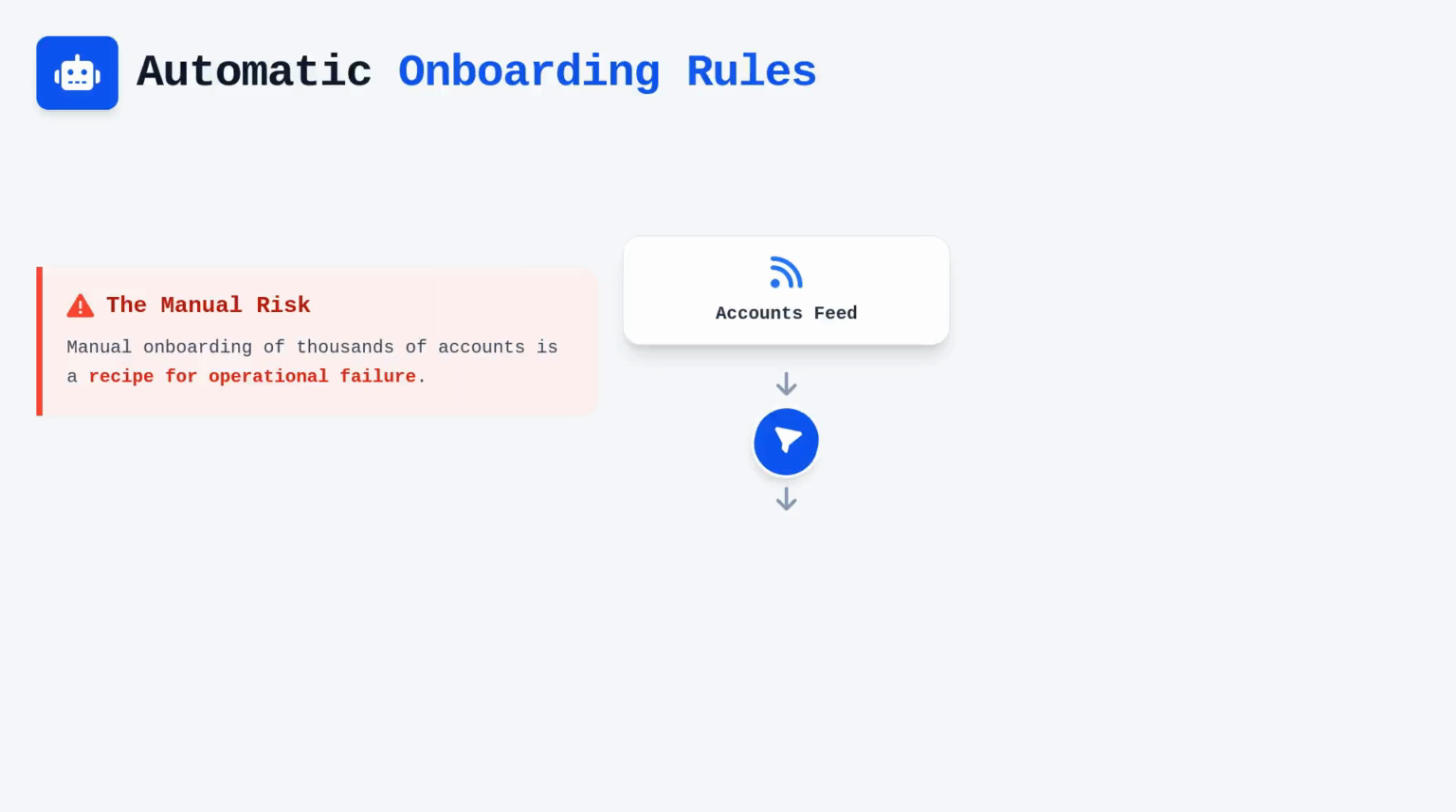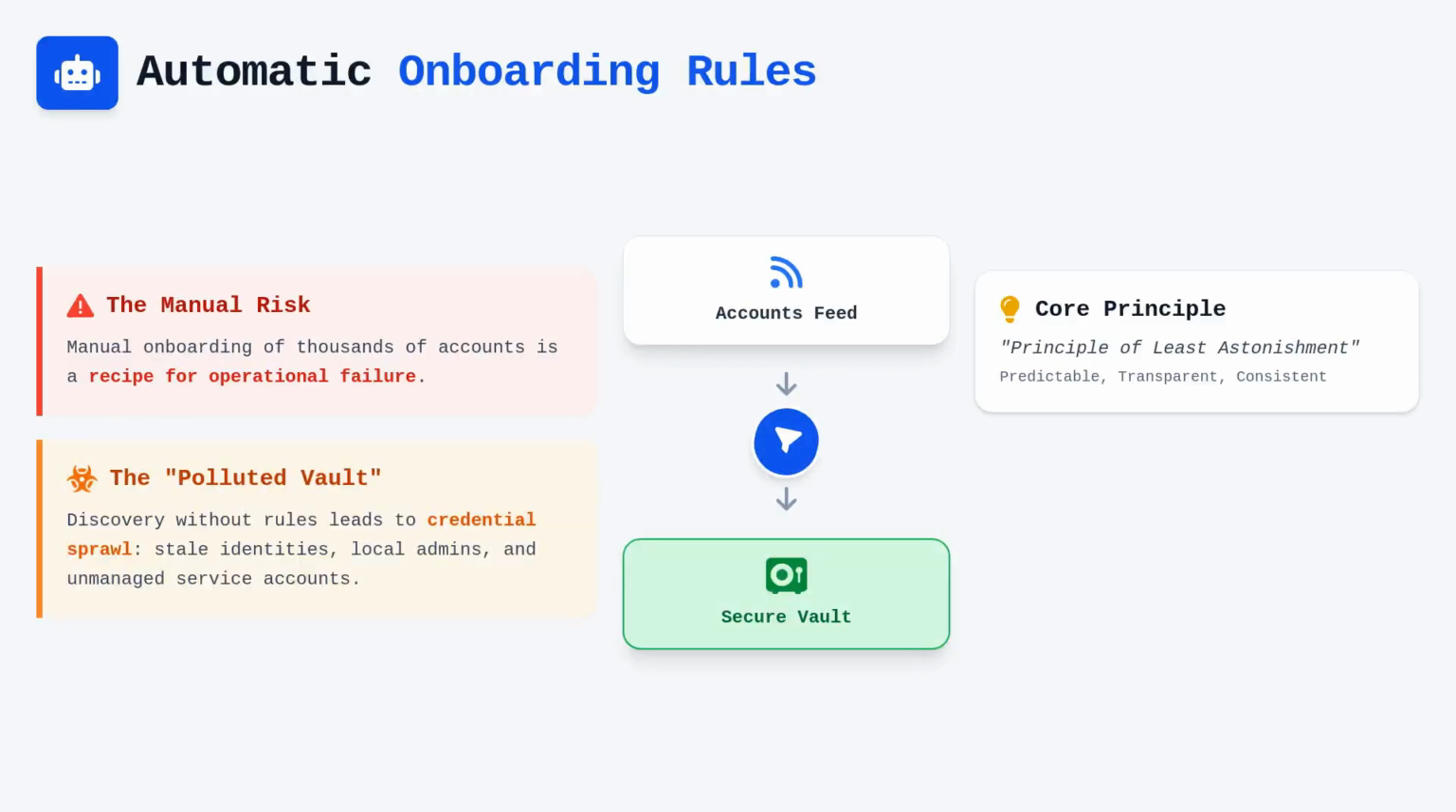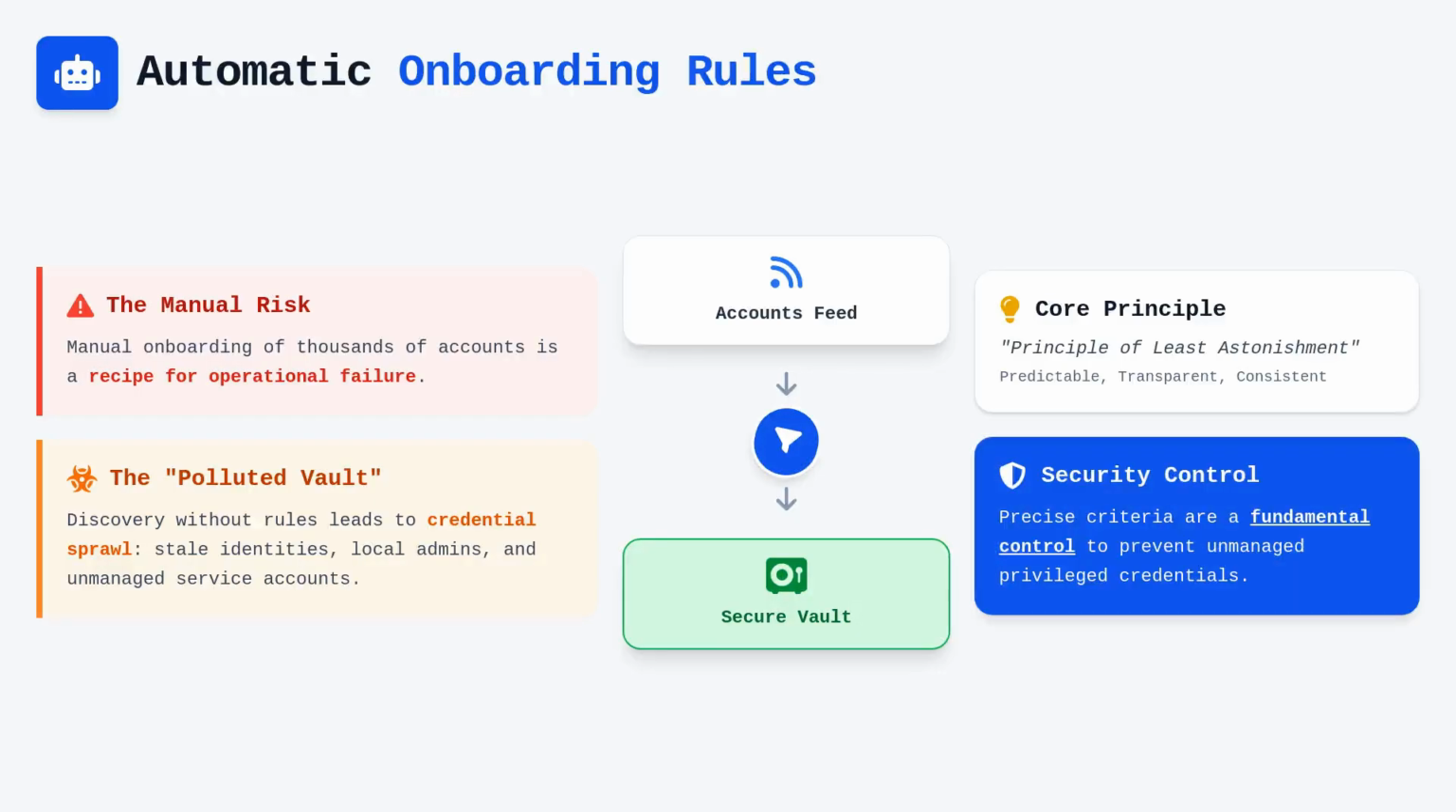When you think about this, consider the principle of least astonishment. You want the behavior of your automation to be predictable, transparent, and consistent across your infrastructure. If you leave discovery running without rules, you end up with a polluted vault filled with service accounts, local admins, and stale identities that nobody actually manages. Therefore, defining precise criteria is not just about convenience. It is a fundamental security control that prevents the sprawl of unmanaged privileged credentials within your environment.